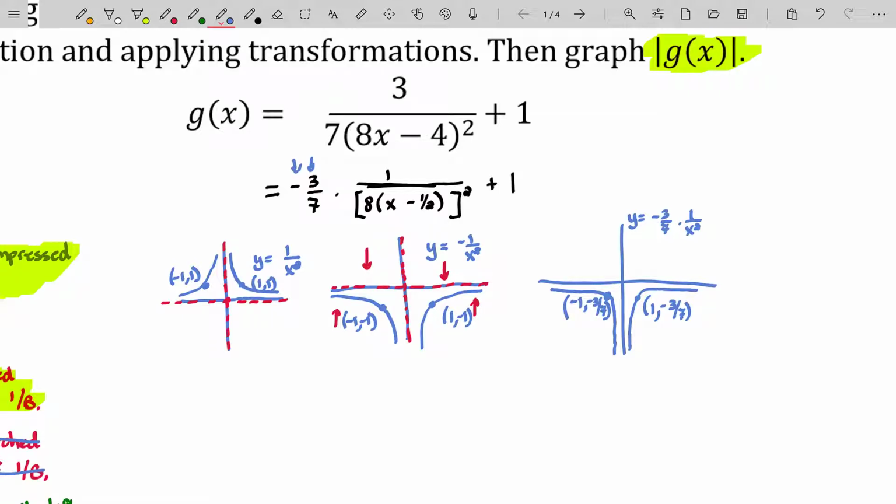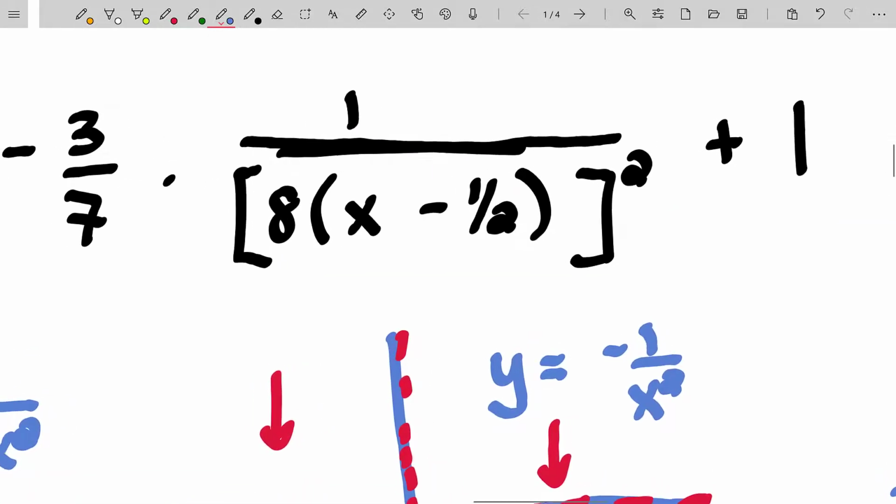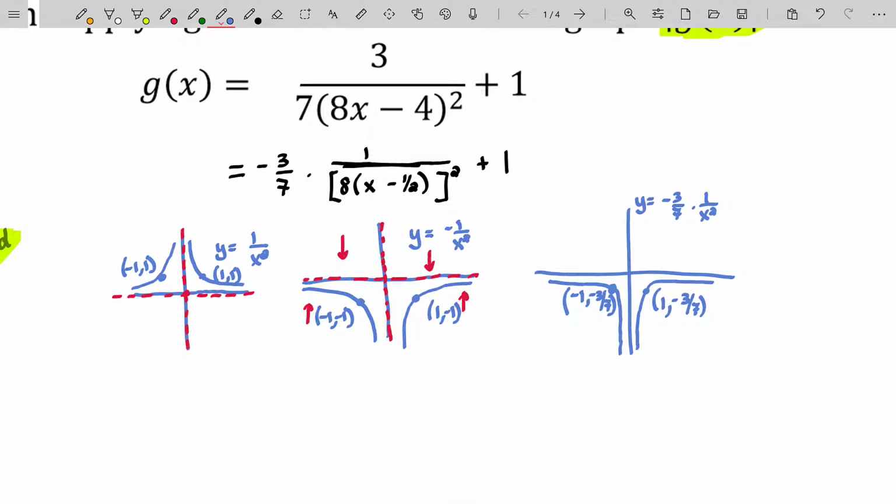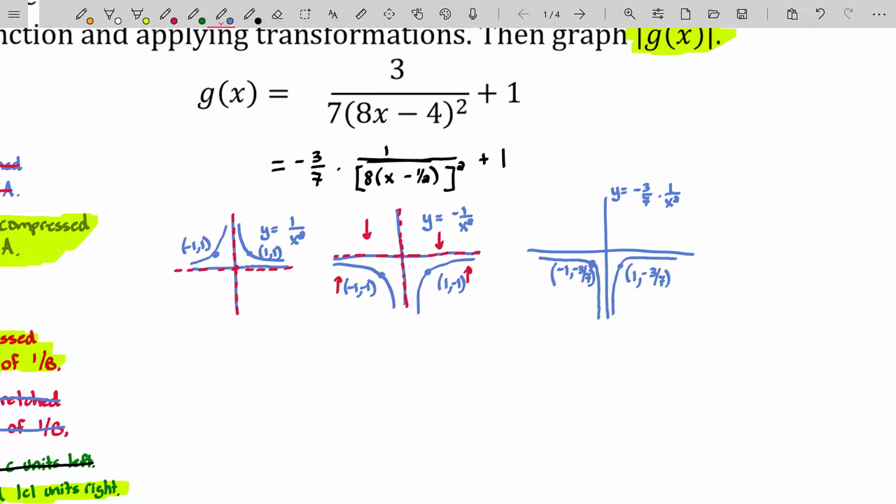Reading from left to right, let's go ahead and take care of the 8 that's on the inside of our argument there. That 8 is going to compress things horizontally. All the x values will become 1/8 of what they were before. That's critical to remember. A lot of people don't remember that part.